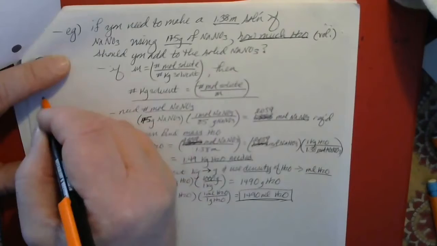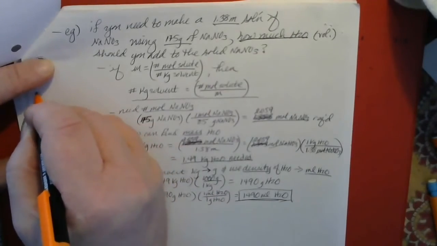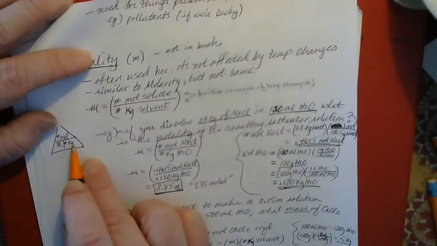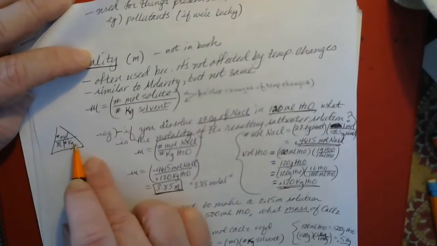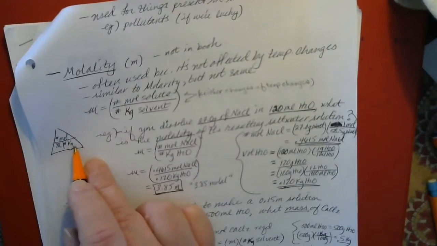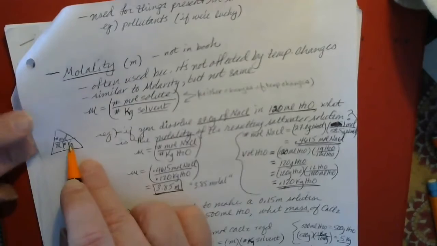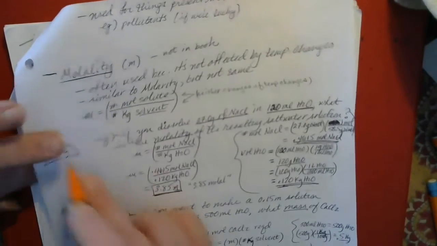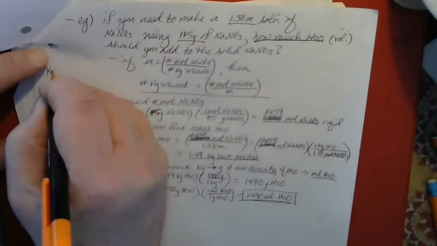Okay, so in this case, we are looking at the triangle here, and basically the water would be the solvent, and the only thing in the molality equation that corresponds to the solvent is the kilograms of solvent. But of course we know the density of water, so if we can find the kilograms of water required, we can change that to grams, and then find the number of milliliters required. If we're solving for this, that's going to be number of moles divided by molality. Oh, okay, I already did that over here.